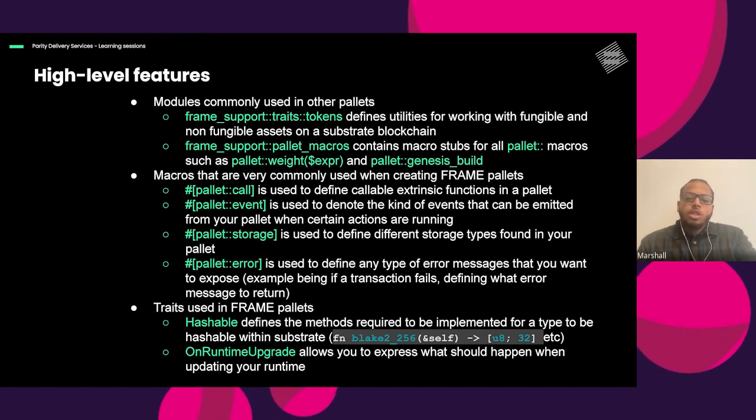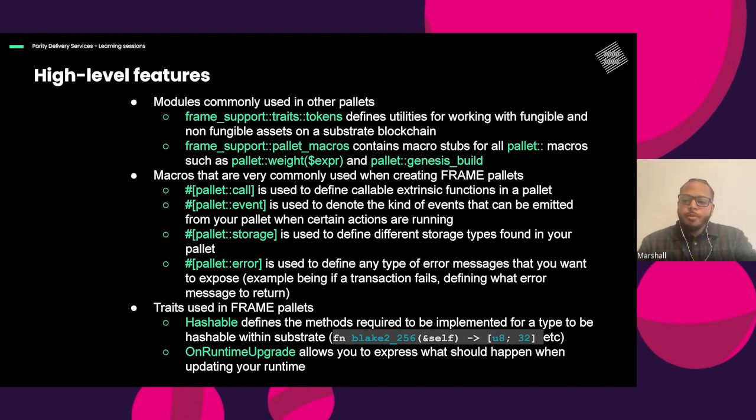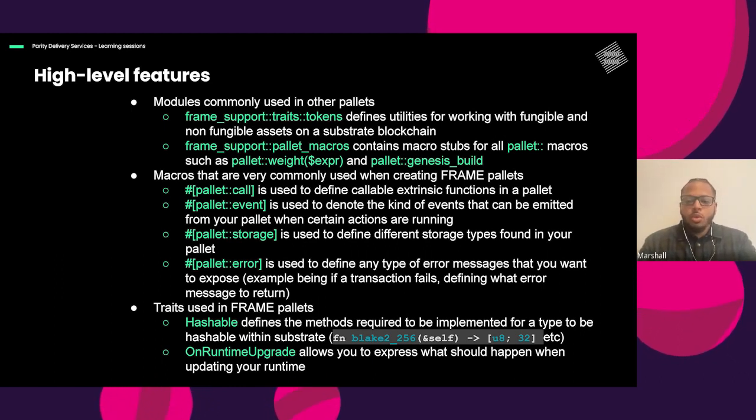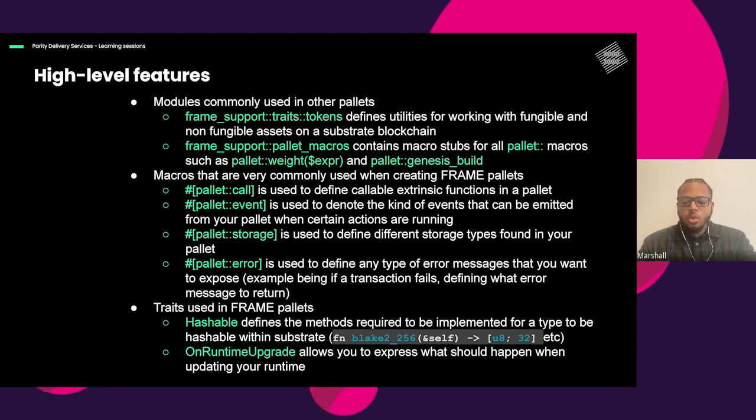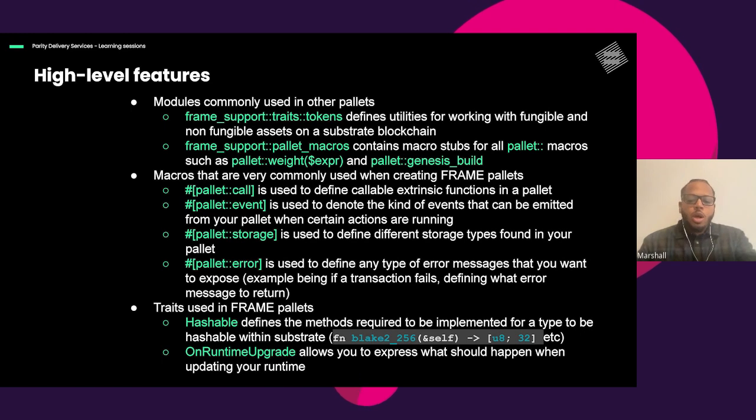And also any errors that you want to define can be defined using the pallet error attribute macro. So if a transaction fails, maybe you have a custom error that you want your runtime to emit for people to see exactly what happened. And then touching on traits again, there's a myriad of traits here. These are just 2 examples. So hashable just gives you the ability to define a type that is hashable within Substrate. And it has required methods that may need to be implemented, such as Blake 256 or other hashing types.